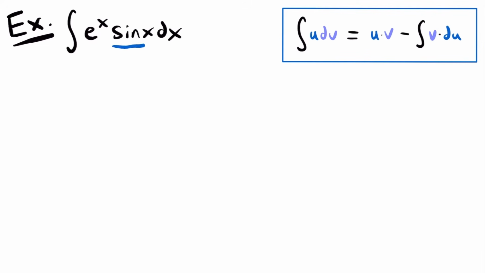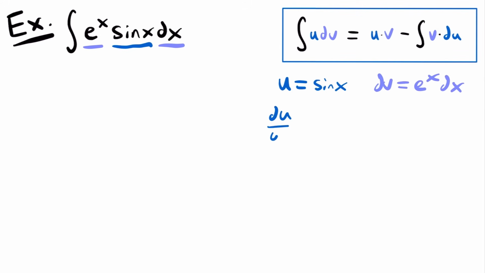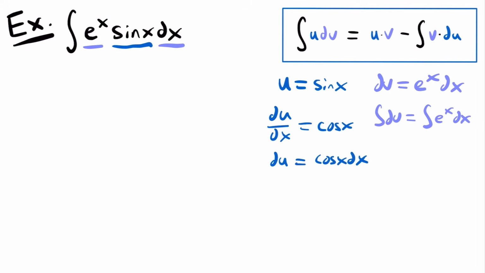So I'm going to set sine x equal to u and e to the power of x dx equal to dv. So I'll have u is equal to sine x and dv is equal to e to the power of x dx. All right, and so the derivative du dx will be equal to cosine x, which means that du is equal to cosine x times dx. Then if we integrate dv, we'll have the integral of dv is equal to the integral of e to the power of x dx, and the integral of e to the power of x is just itself, so v is equal to e to the power of x.